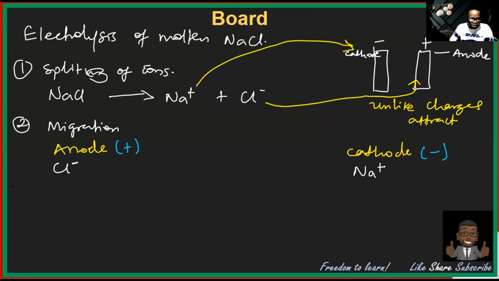Good. Now the third step is called discharge of ions. To discharge means to release, to let go. Your chloride that is in the liquid, because it's molten, and the sodium that is in the liquid form will now be discharged, will be released. Your chloride will be released as chlorine gas, while your sodium ion will be released as sodium metal.